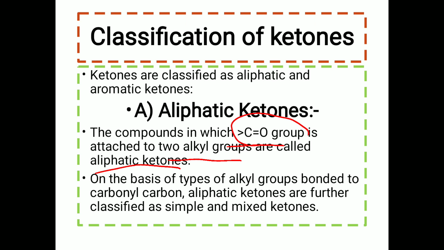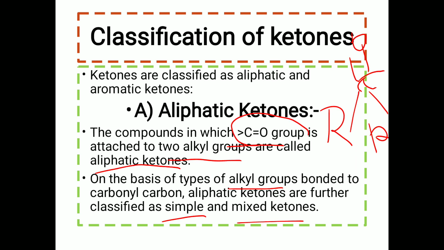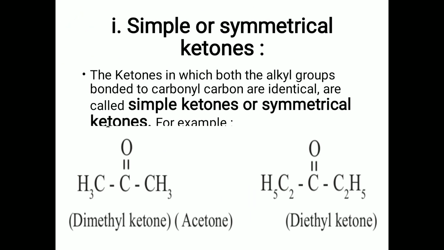As we already know, the general formula for ketone is R C double bond O R. Here the carbon is attached to two alkyl groups, so they are aliphatic ketones. But on the basis of the types of alkyl groups bonded to the carbonyl carbon, the aliphatic ketones are further classified as simple and mixed ketones. That means they are either symmetrical ketones or unsymmetrical ketones.